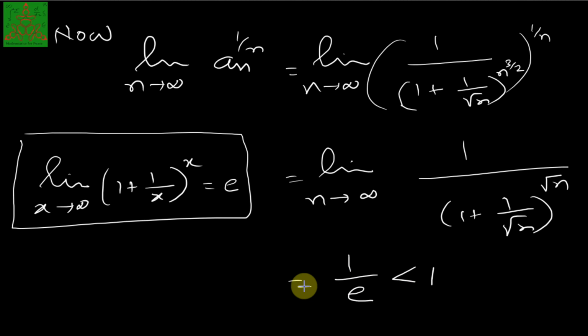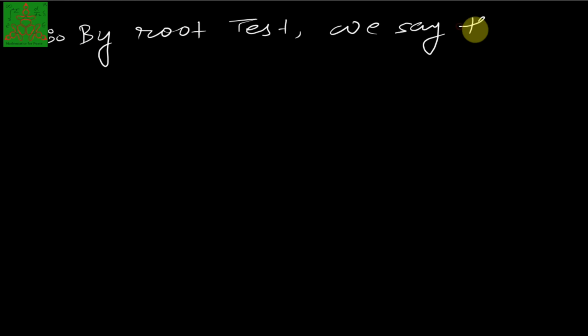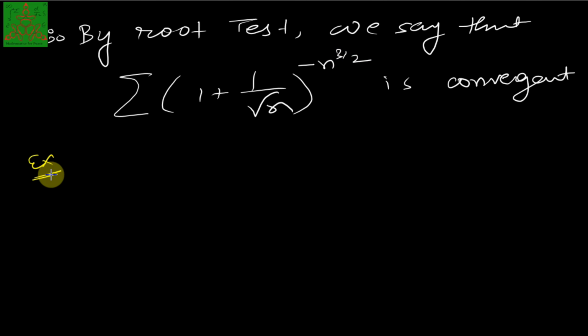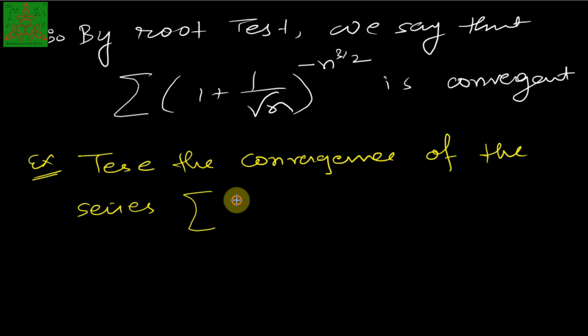So by root test, what we can say is that the given series is convergent. Therefore by root test, we say that the summation of (1 + 1/√n)^(-n^(3/2)) is convergent. Let us solve a second example. Test the convergence of the series summation n upon e^(-n), running from 1 to infinity.